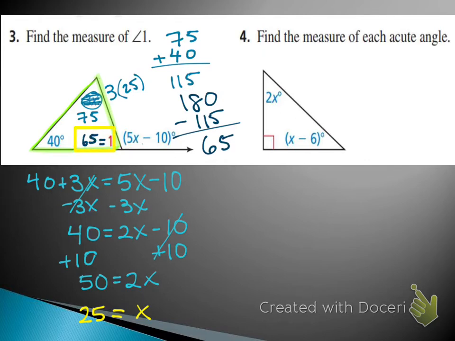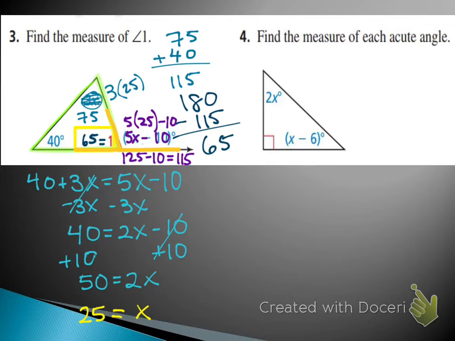Even if we had plugged it in on the outer one into 5x minus 10, what is 5 times 25? It is 125. And then minus 10 still would have made 115. And what relationship does angle 1 have with the outer angle? They're a linear pair, right? So you still would have subtracted 115 from 180 and gotten 65. That's why I said there was no wrong answer. Questions on this first one?